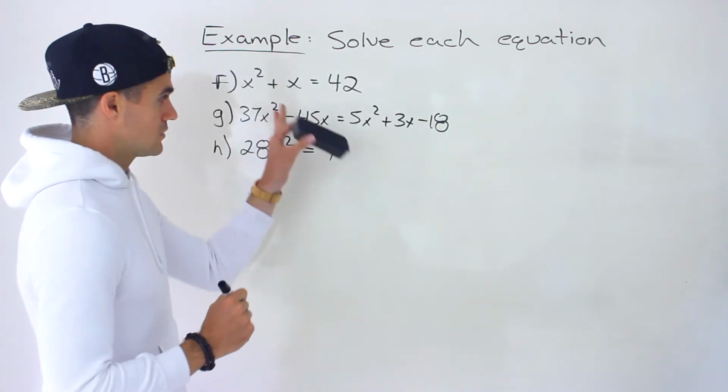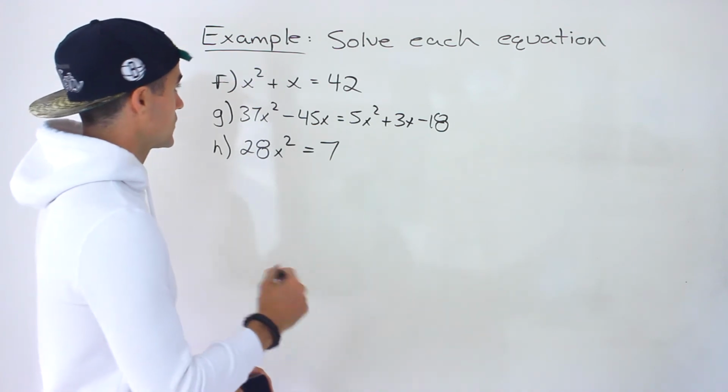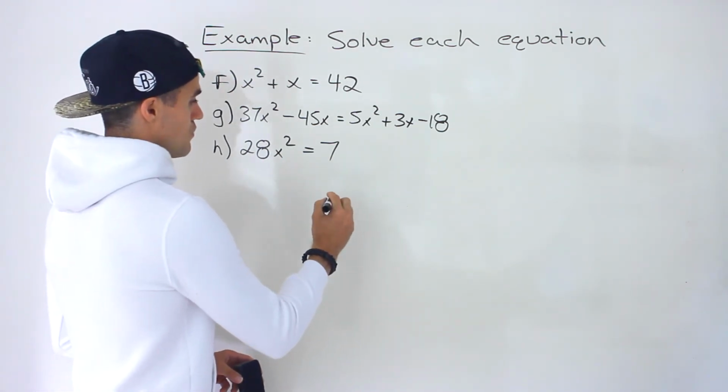And then moving on to the last three, so starting with part F, we got x squared plus x equals 42. So let's bring everything over to the left side.